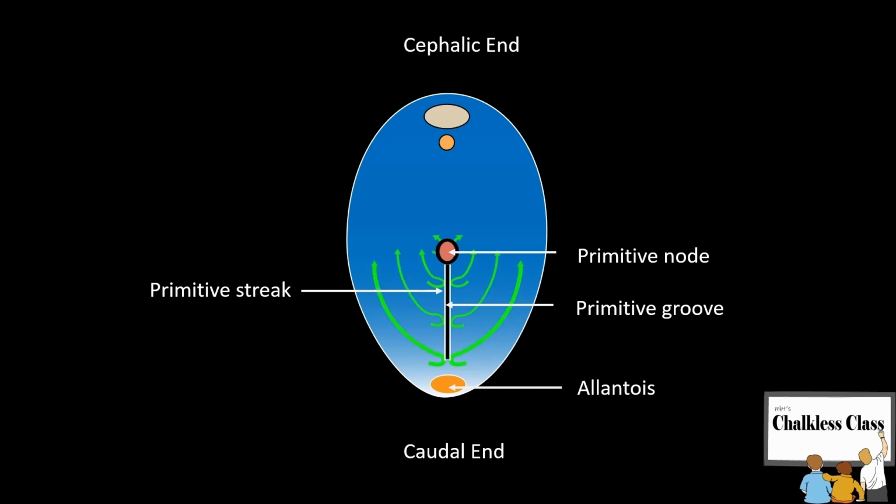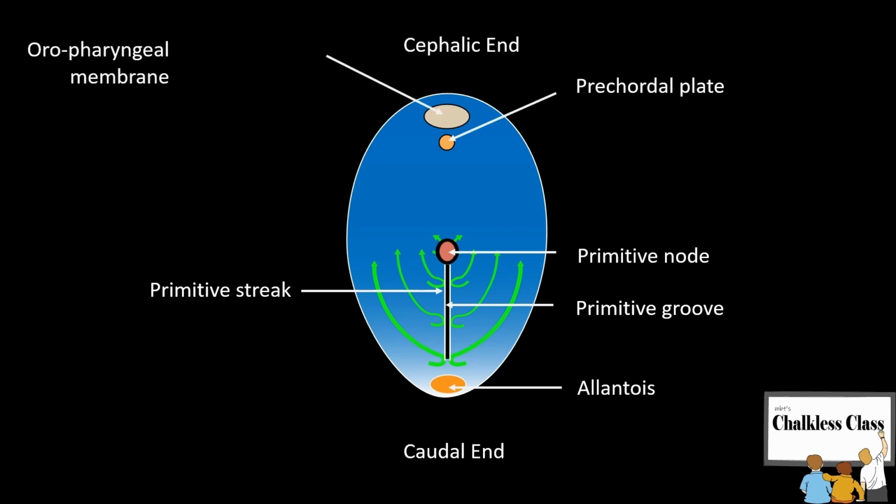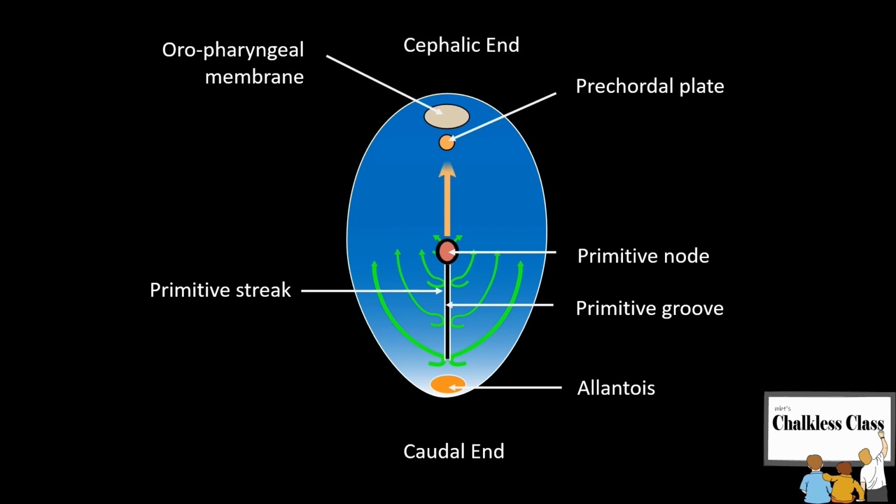At the cephalic end, a precordial plate appears. It contributes to the oropharyngeal membrane. The oropharyngeal membrane forms the anterior blind end of the gut. It ruptures and forms the mouth.